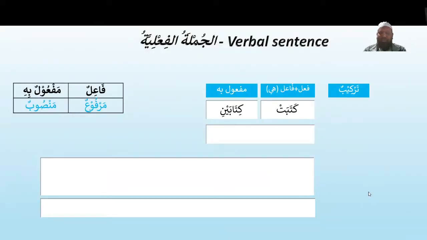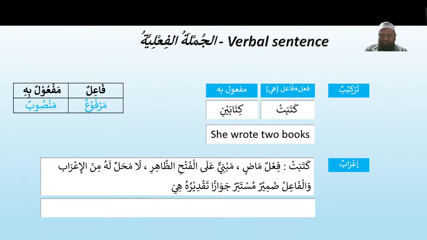Okay. So كتبت فعل وفاعل. Fa'il is in the bracket here. And كتابين مفعول به. Translation will be: she wrote 2 books. Instead of mentioning a name, instead of mentioning an ism, we use the pronoun. She, كتبت here. She wrote 2 books. Again, تركيب إعراب is very easy.